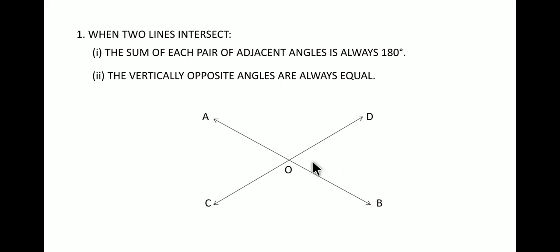If this is 60, this is also 60. If this is 100, this is also 100. Their values will be equal. Similarly, angle AOD and this angle BOC will also be vertically opposite, and vertically opposite angles are always equal. So that is property number 1.